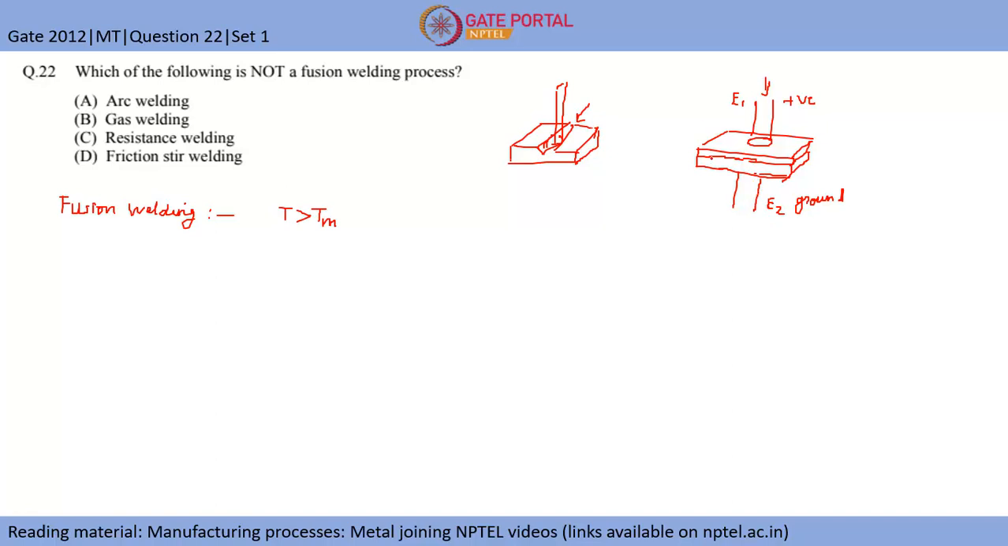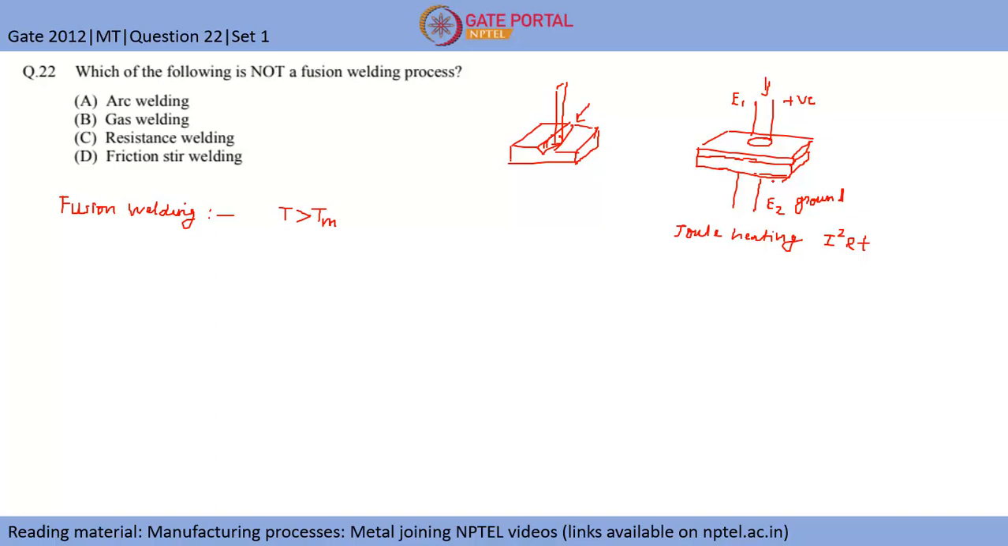This interface has a lot of resistance, and because of that, Joule heating takes place. Joule heating is basically I squared R T, where I is the amount of current we are passing through the electrodes, R is the resistance of the material, basically the resistance of the interface which needs to be bonded, and T is the time for which we are passing the current.